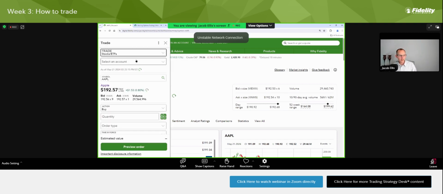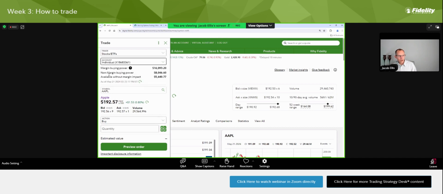We see margin buying power, non-margin, and available without margin impact. Do you see those same three we talked about? This one means borrow everything. This one means borrow everything and maybe buy something risky. And this one means I don't want to borrow, but I want to use all of my own money. Anything less than 5,600, I'm in the clear, won't be paying interest.